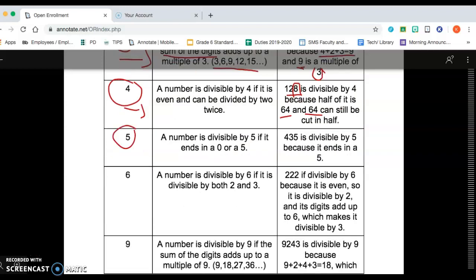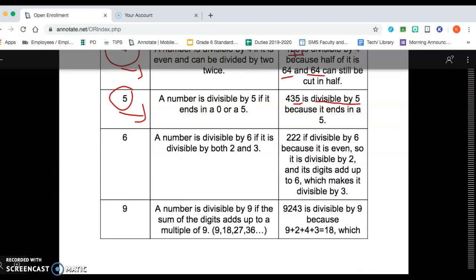Number 5. A number is divisible by 5 if it ends in a 0 or a 5. That one's easy. So if the number ends in a 0 or a 5, so 435 ends in a 5, that means it is divisible by 5. That's your easiest one. So guys, make sure you're writing down the number and the rule.